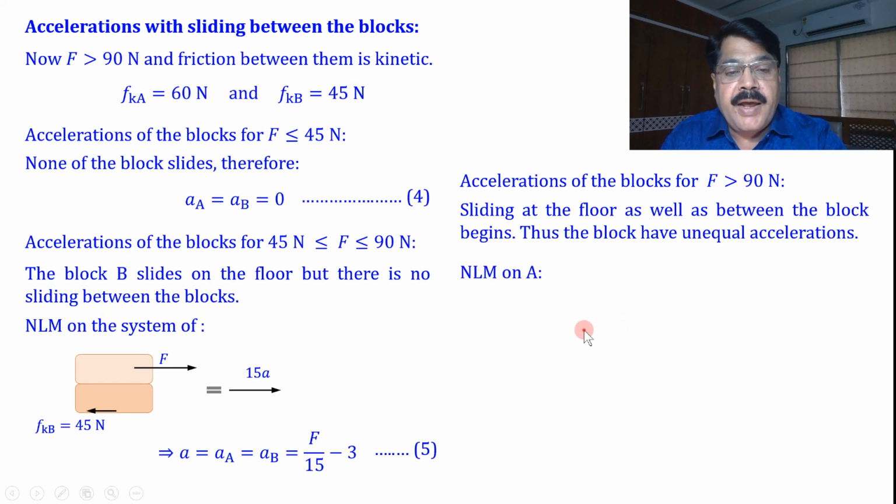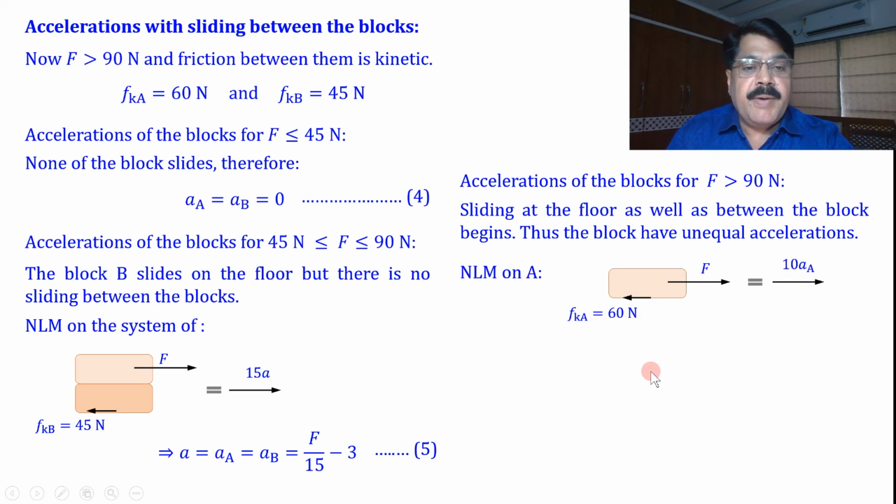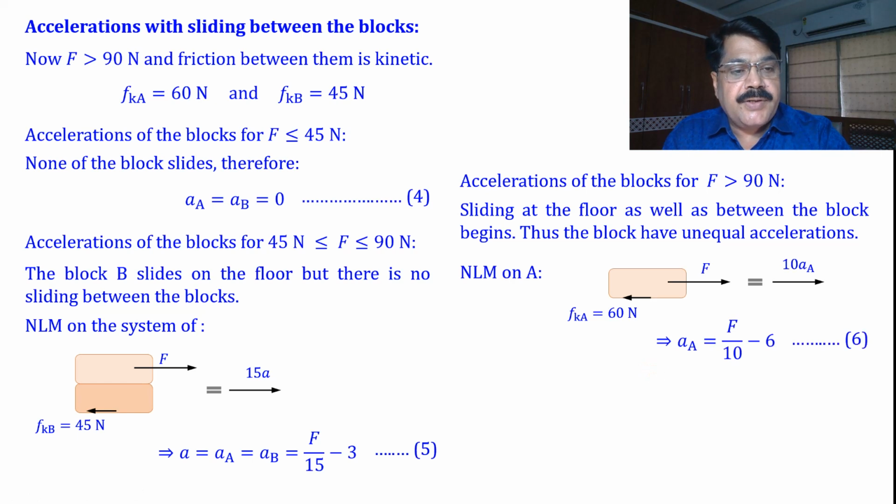NLM on A. So F here, the friction, this Fk 60 Newton here, is equal to what? Mass of block A, 10 into A. So A of A is F minus 60 by 10. So A of A will be F by 10 minus 6, equation number 6.